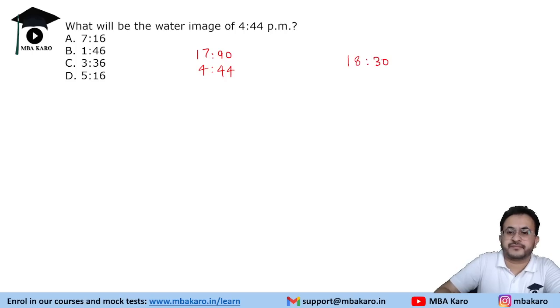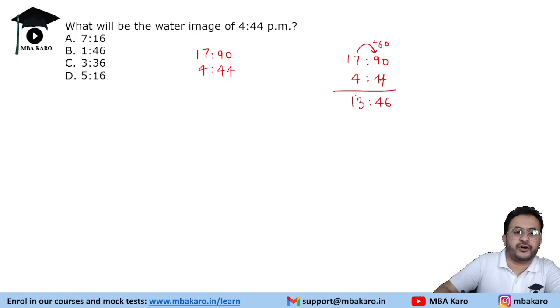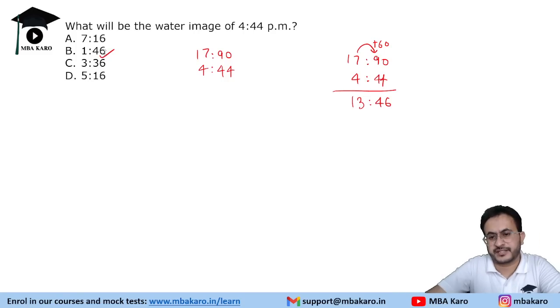1838, we need to subtract 444, right? We cannot subtract from here. So what we will do is we will borrow 1 hour from here, so it becomes 17, and 1 hour means 60 minutes goes here. So 1790, so it will become 13 and 46, or it is 146.